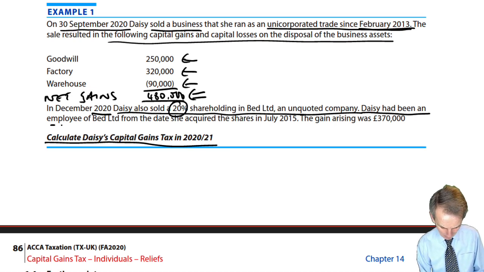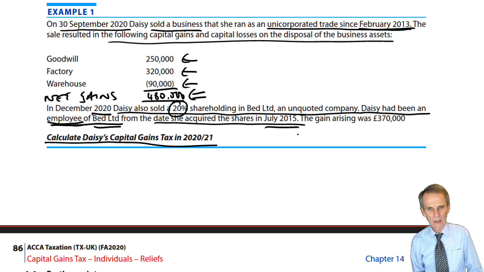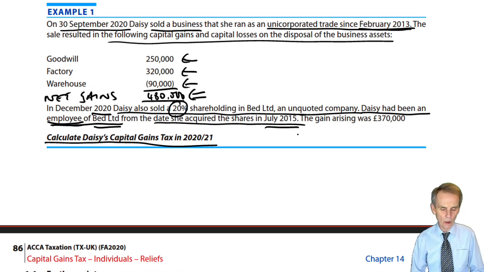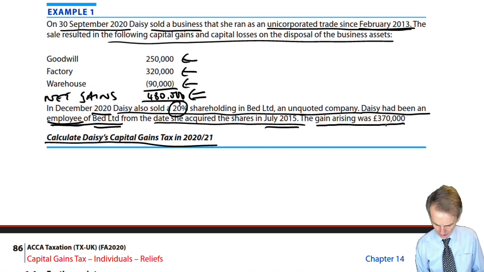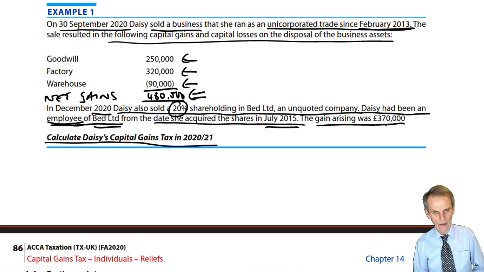Daisy had been an employee of Bed Limited from the date she acquired the shares in July 15. So we've been an employee, we've owned the shares, yet again, for more than 2 years. We therefore qualify. The gain on those shares was £370,000. Now, we've got to put that together to work out the CGT liability. And that will be a simple enough exercise.